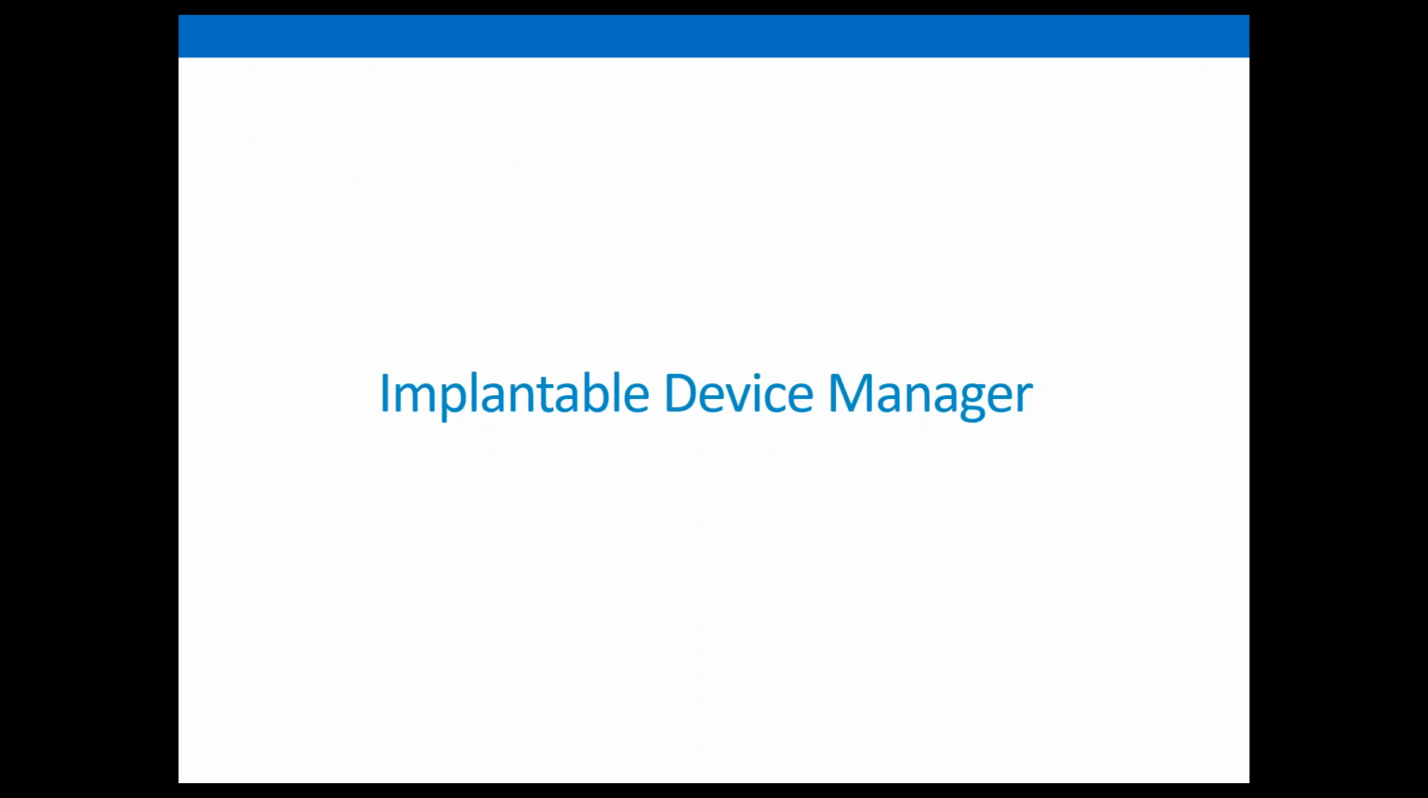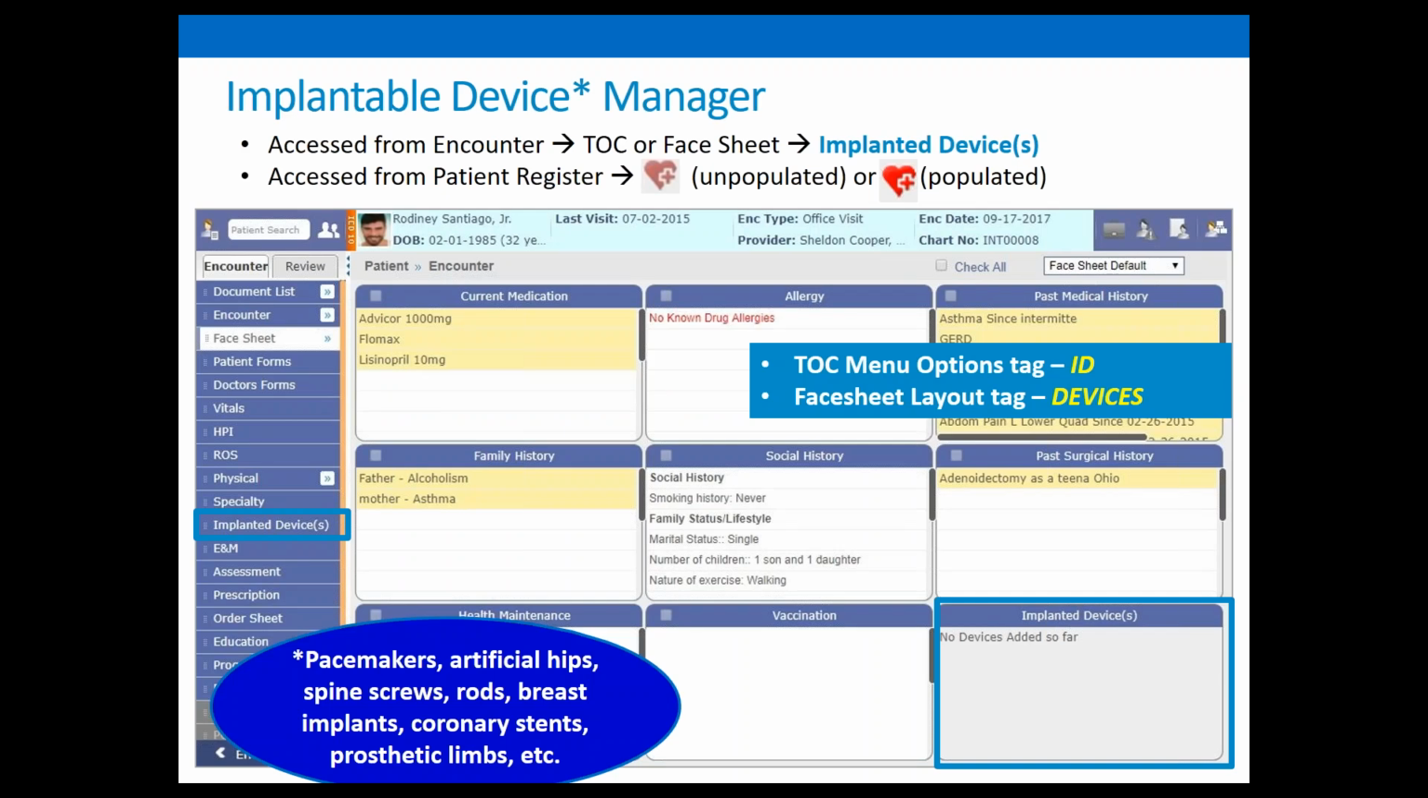The next new feature included in this upgrade is the Implantable Device Manager. Now, implantable devices could include pacemakers, breast implants, stents, prosthetic limbs, basically any device that is federally regulated. This can be accessed from the patient's encounter, either on their table of contents menu there on the left, you can have the option implanted device, or as a square on the face sheet. There's also a new heart icon under patient register because this is patient level data.